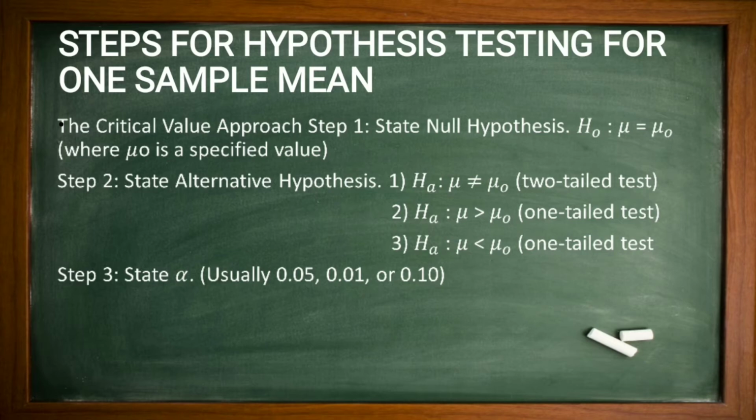Next, we have step 3. State the significance level or the alpha value. As I have said a while ago, usually our significance level is 0.05, 0.01, and or 0.10.